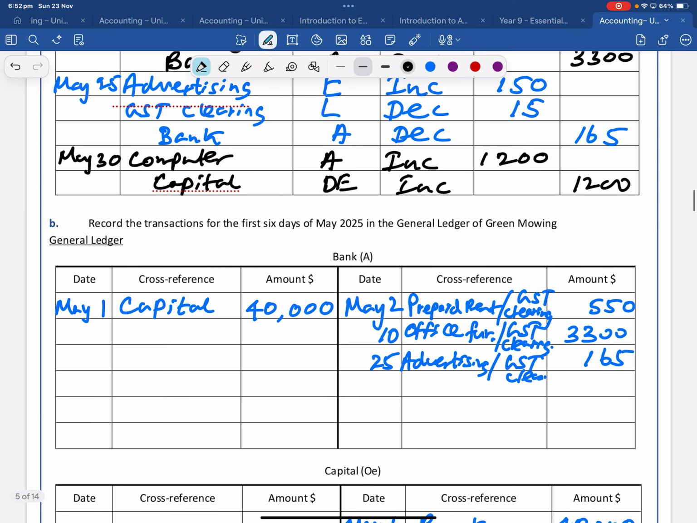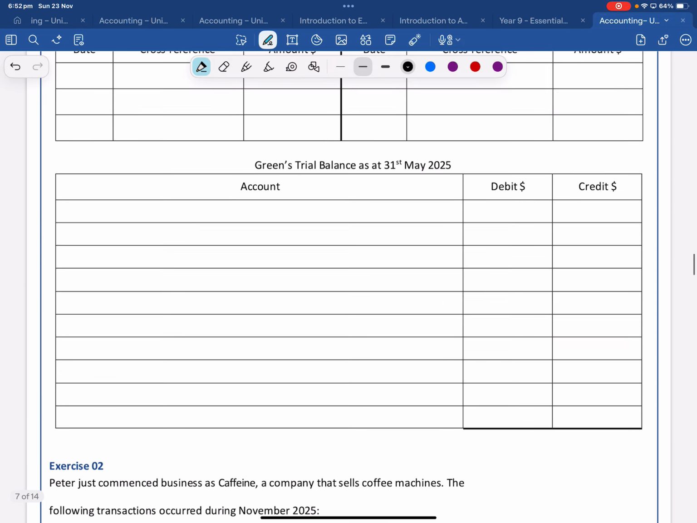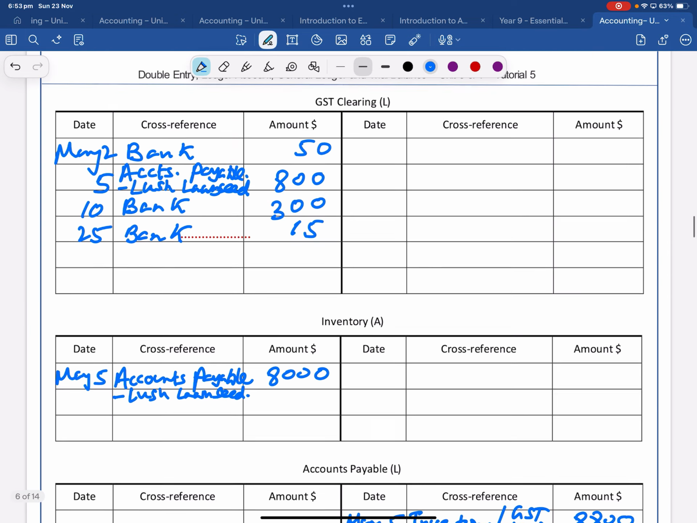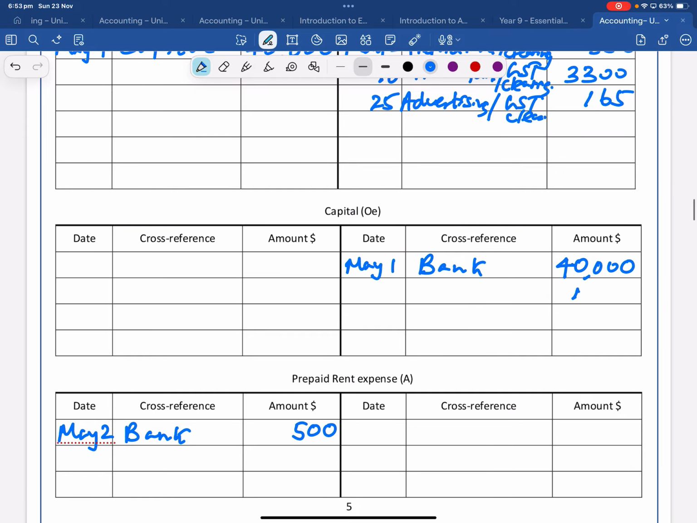Right. Then guys, computer, what happens? Where is computer? Computer is debit, May 30th. Capital. And capital is credited 1200. 30th, computer. That's it. How did you find recording in the ledger account? All right, good.